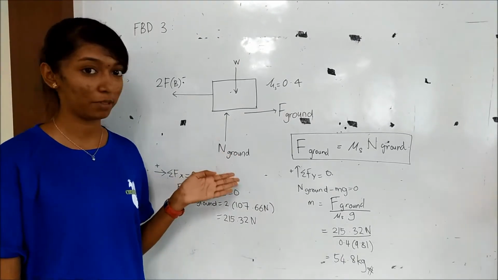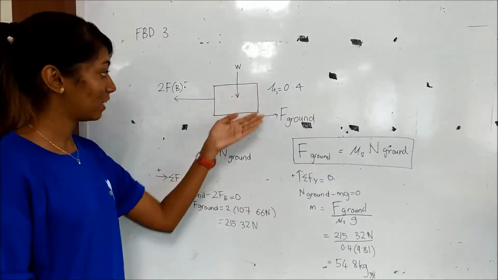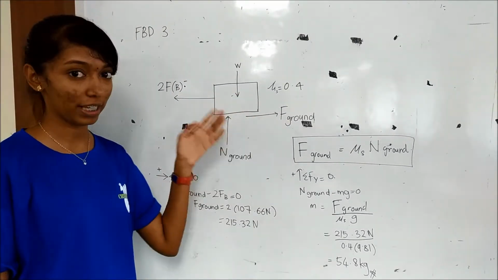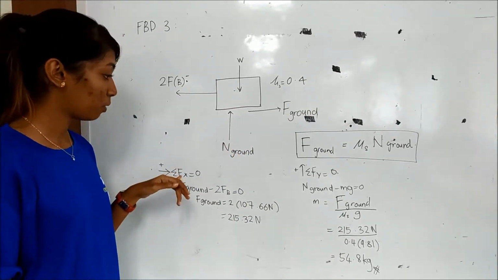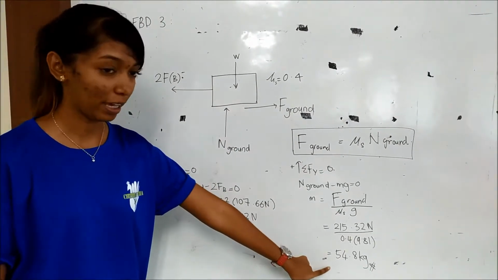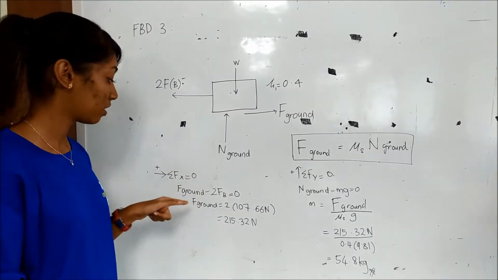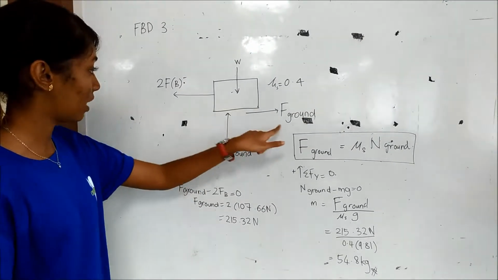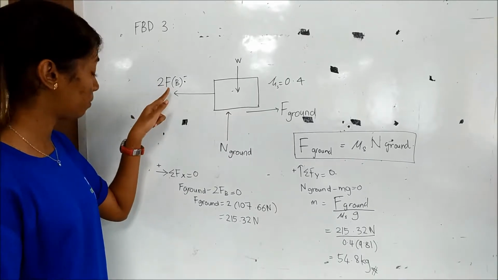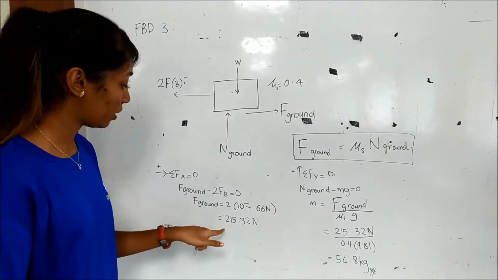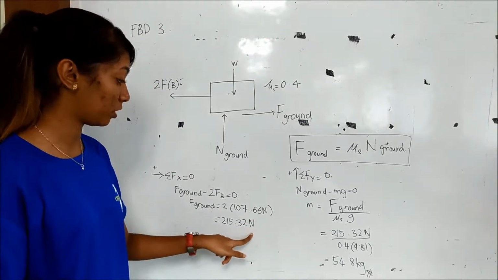Okay, so this is the FBD for the third point. This is the body, and these are all the forces acting on this body. So we want to solve to get the M. So we'll take in terms of the x-axis first. So in the x-axis, there's F ground and 2FB. And then when you solve it, you'll get 215.32 Newton.